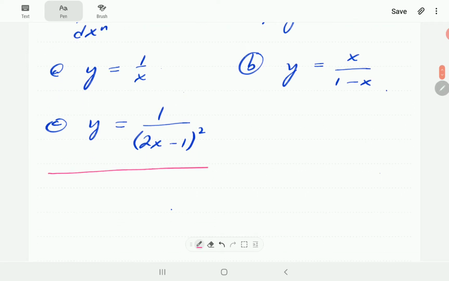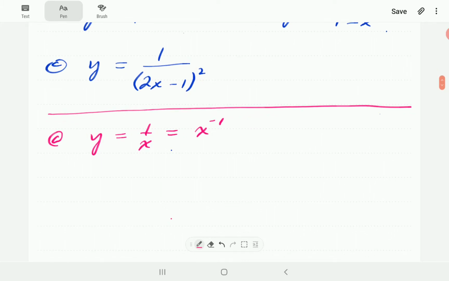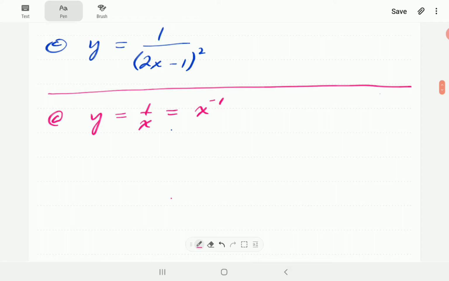So we're going to get started with the first one. In A we have 1 over x, which we're going to write in this form. The idea with these types of questions is to work out a few derivatives, maybe up to the fourth order derivative, and then try to see whether we can spot any patterns that are developing.